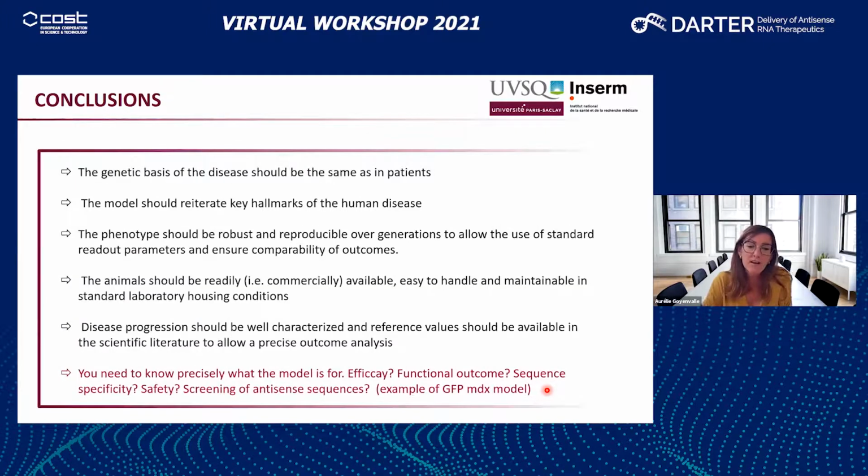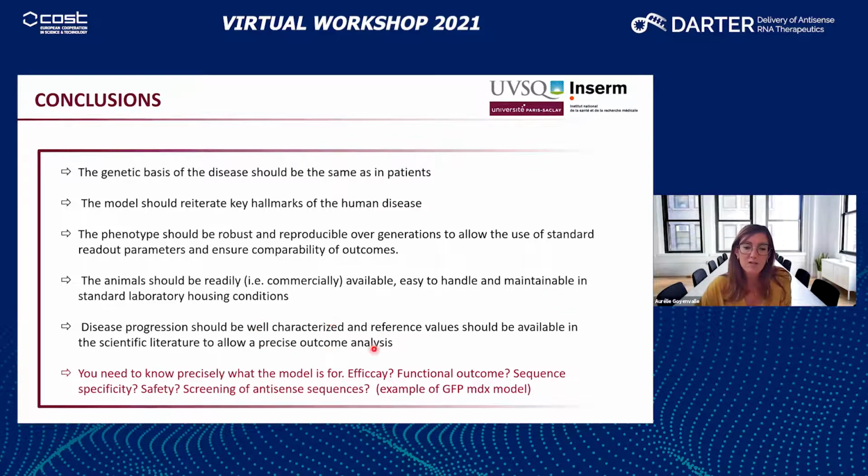So the key messages and the take-home messages are that the genetic basis of the disease should be the same in your animal model as in patients. The model should reiterate the key hallmarks of the human disease, and the phenotype has to be quite robust and reproducible over generations. One absolutely crucial thing is that the animals should be readily available, ideally commercially available, easy to handle and maintainable. So this is why mouse models, or rat, are much more used than dog models or pig models.